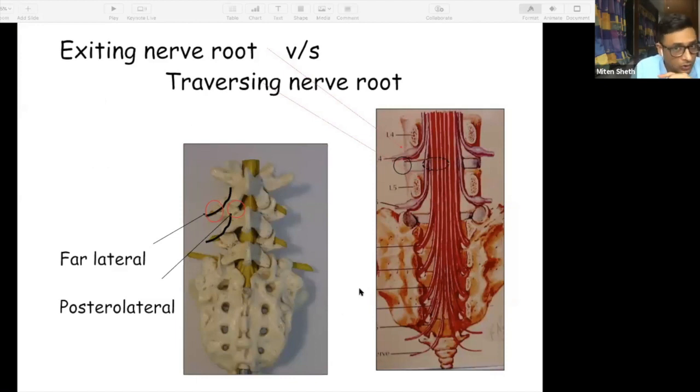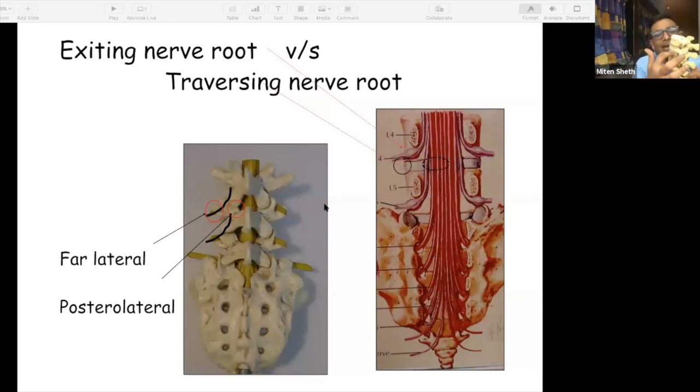Now remember I told you that the disc was compressing the traversing nerve root. What this means is, the nerve starts from your brain, you've got the spinal cord, which goes through the cervical and dorsal spine, and in the lumbar spine it splits up, forming roots. That root goes through the lumbar spine, and at every level the root is coming out of one foramen.